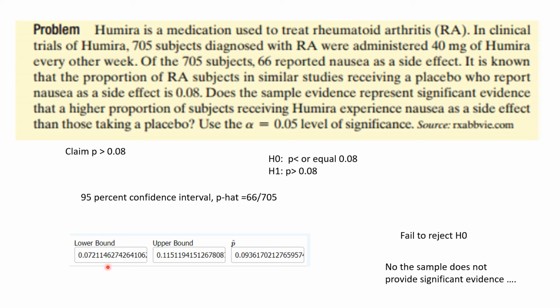So then we know how to construct a confidence interval for this proportion. And we get a lower bound of 0.072 and change, and the upper bound is 0.115 and change. Now we look at this and we say, does that tell us that it is bigger than 0.08? Well, no, because 0.08 is in this confidence interval. That means, based on this evidence, we fail to reject H0. And the answer is no, the sample does not provide sufficient evidence to support our claim that p is bigger than 0.08. That's actually good news for the Humira subjects. It doesn't mean that you've proven that it isn't more, but you did not prove that it is more.